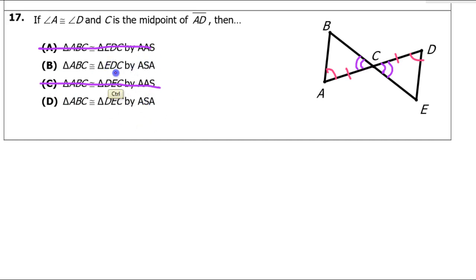So now we just need to look at the order of the letters. Okay, let me just do it independently. So I have triangle ABC. It's congruent to triangle. Now, angle A corresponds to angle D. Angle B corresponds to angle E. And of course, angle C corresponds to angle C. So if I have ABC, then I should have DEC. Okay, so that means B is not the answer, and the answer is D.